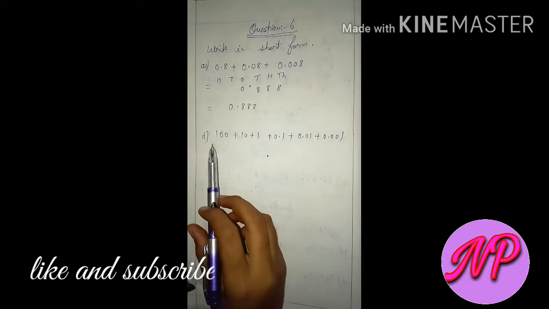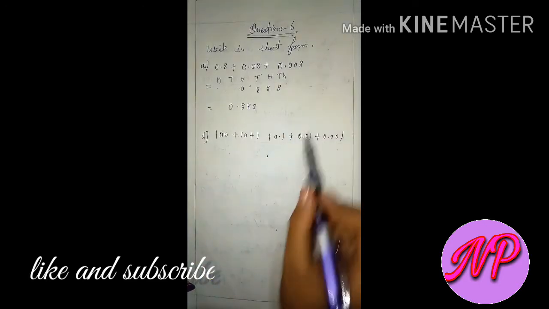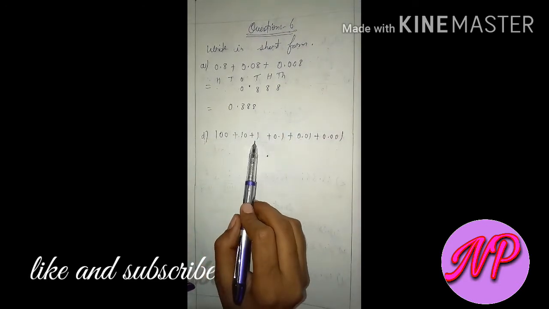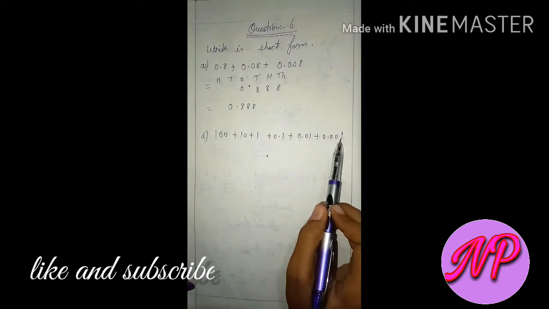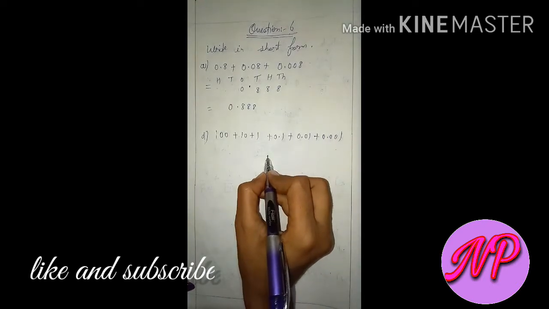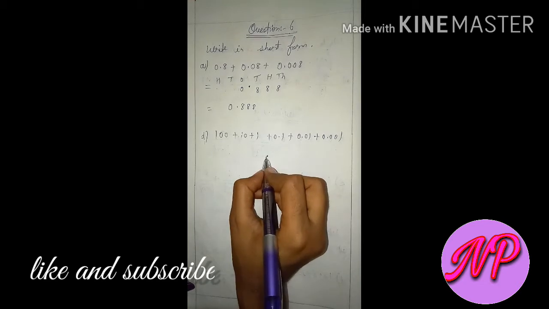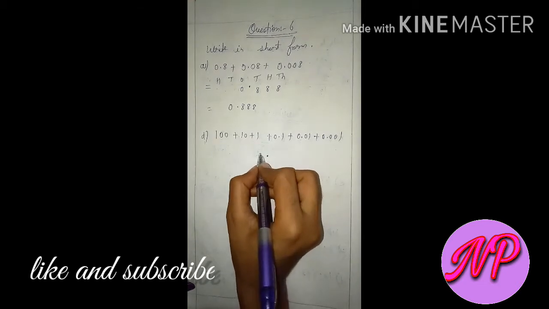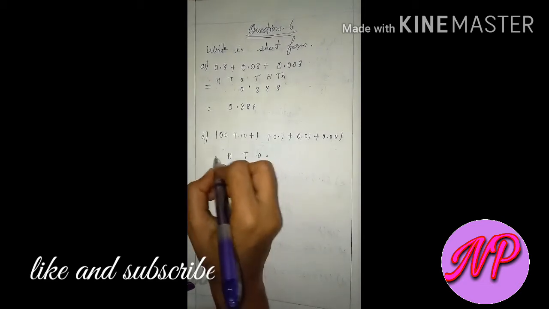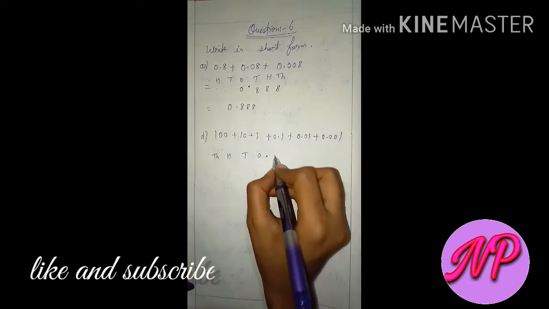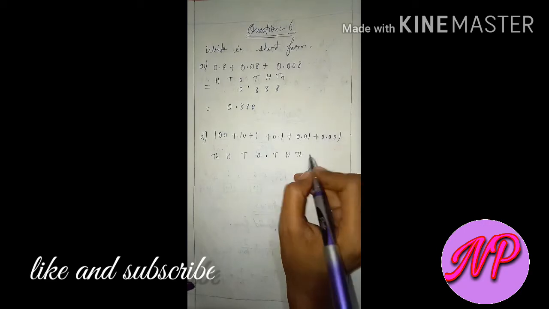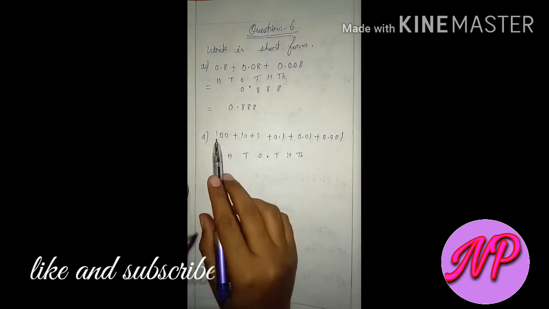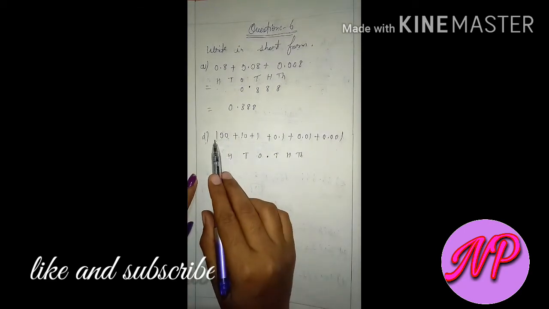Now part D of question 6: 100 plus 10 plus 1 plus 0.1 plus 0.01 plus 0.001. Now you will write the values before the decimal: ones, tens, hundreds and thousands, and after the decimal: tenths, hundredths, thousandths. Okay, so here hundreds, ones, tens, hundreds.